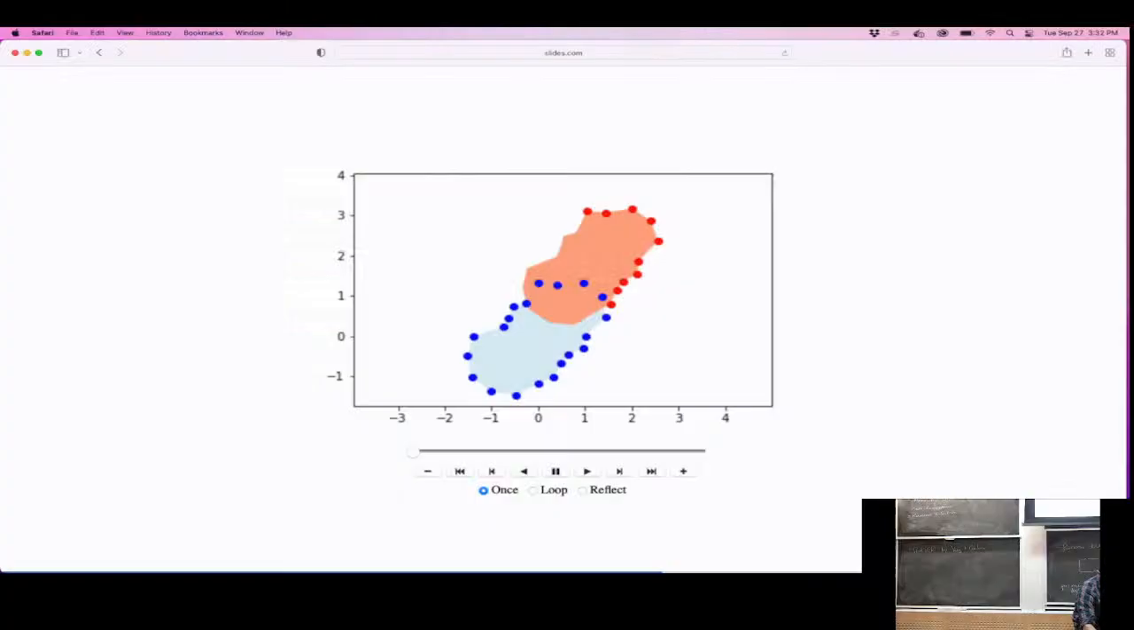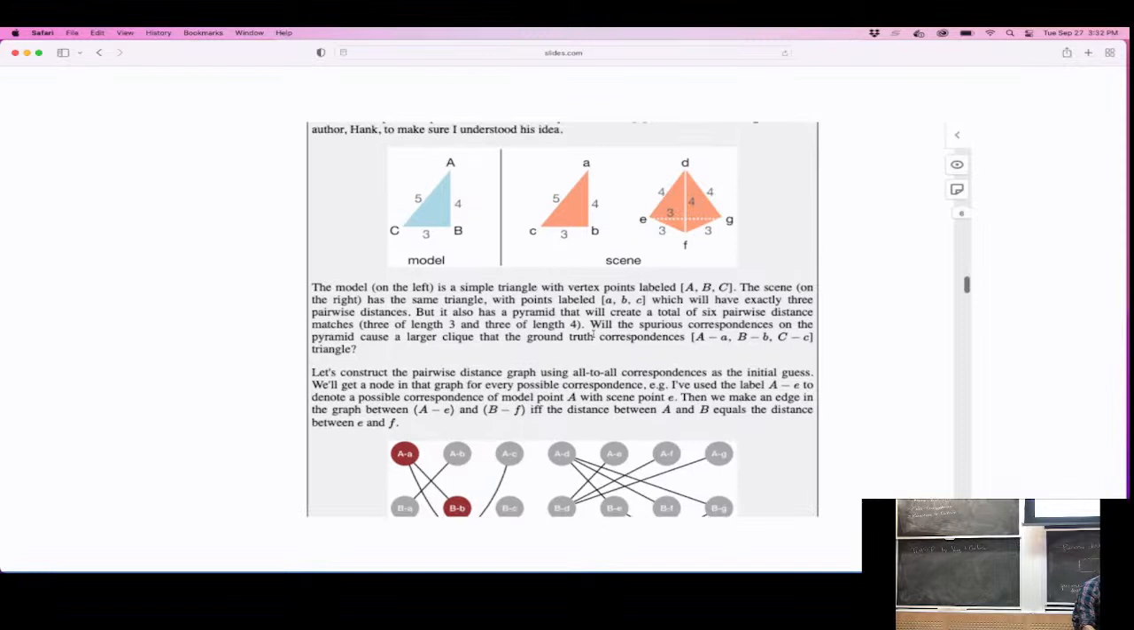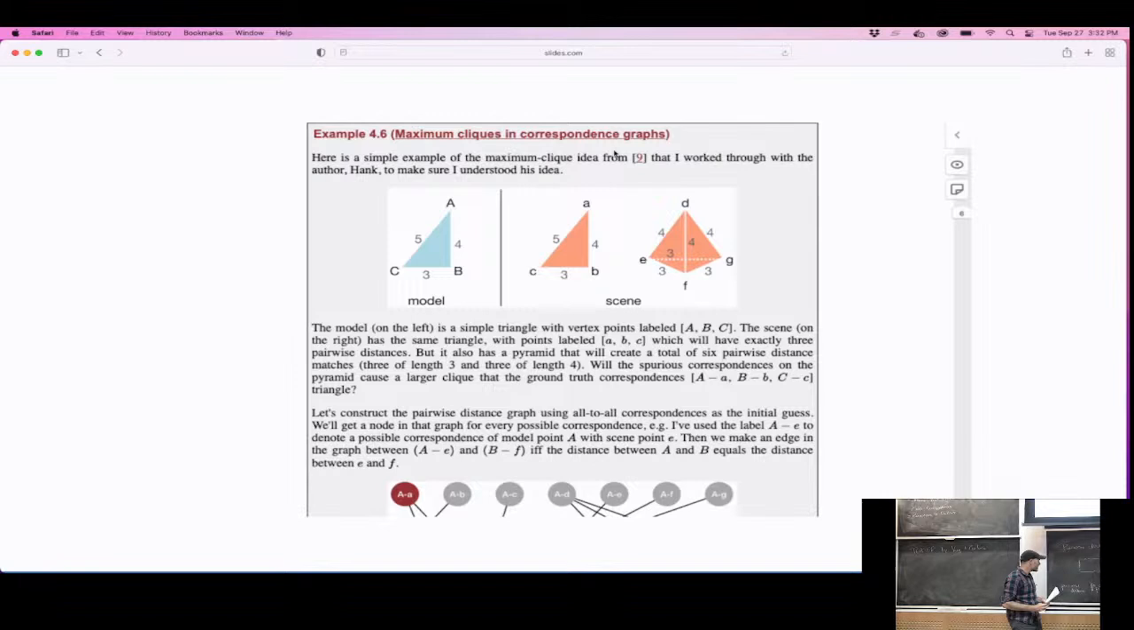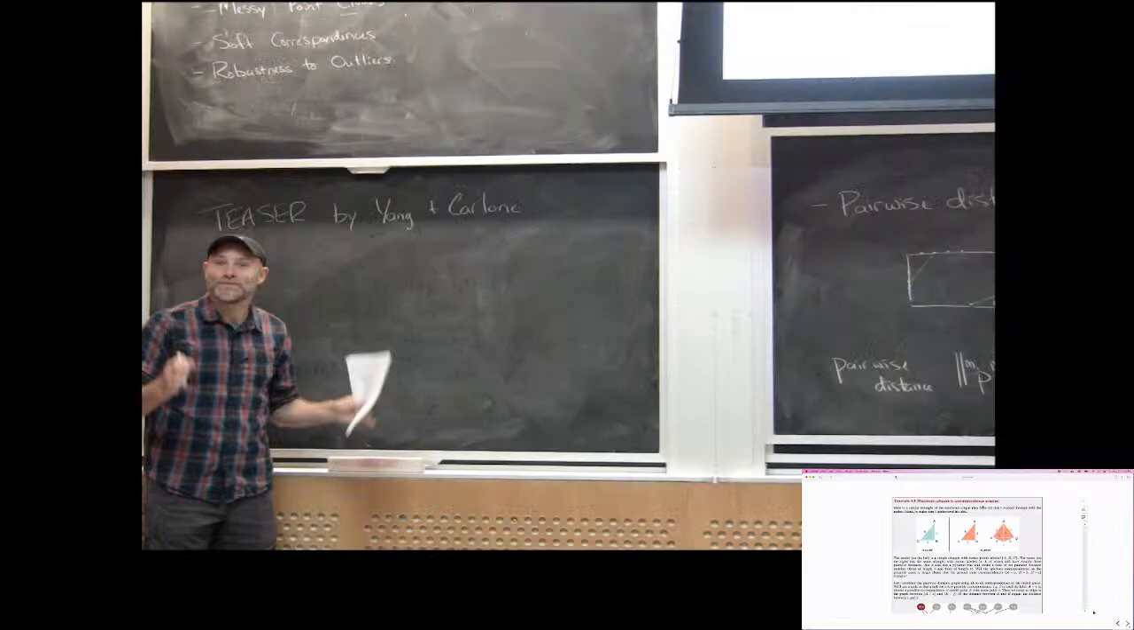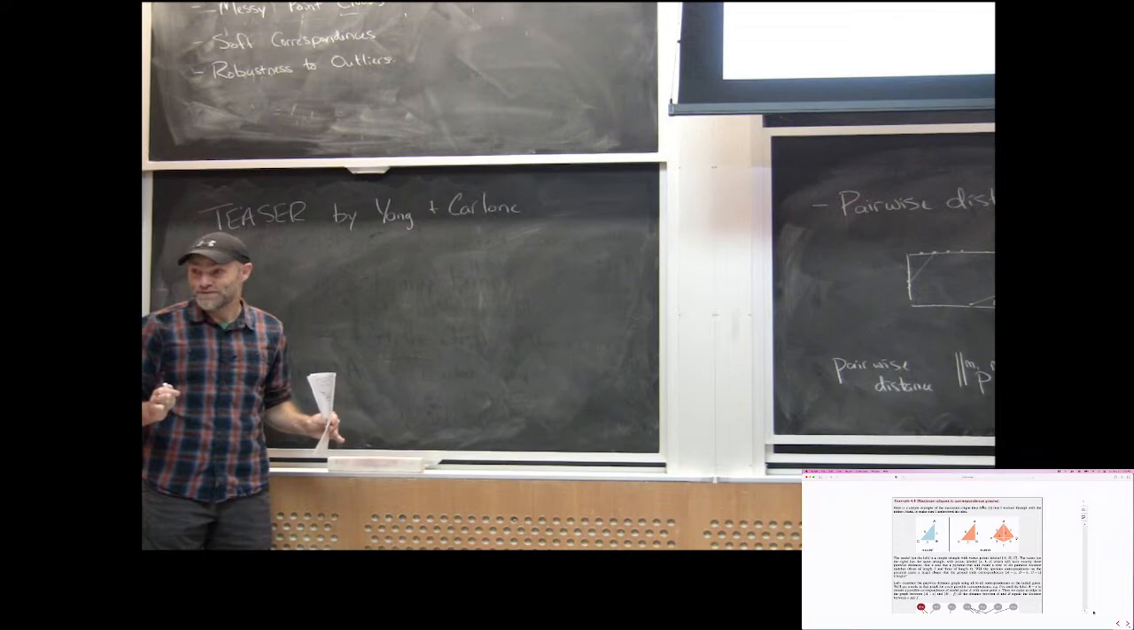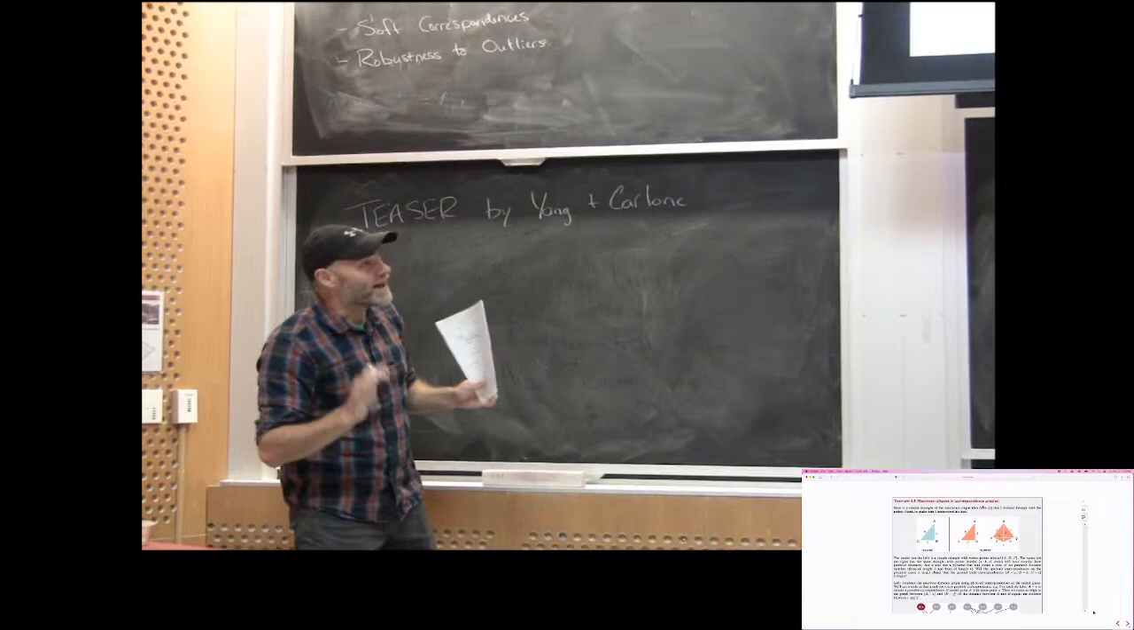So let me show you the picture that I use to think about this algorithm. Okay, so there's maximum clique in correspondence graphs. They showed it in very complicated settings, big point clouds and the like. I was like, Hank, just explain this to me. I have a triangle. It has the sides 3, 4, and 5. Let's just work out that case first. And I liked his answer so much that it's now in the notes. So hopefully this will help you guys too.